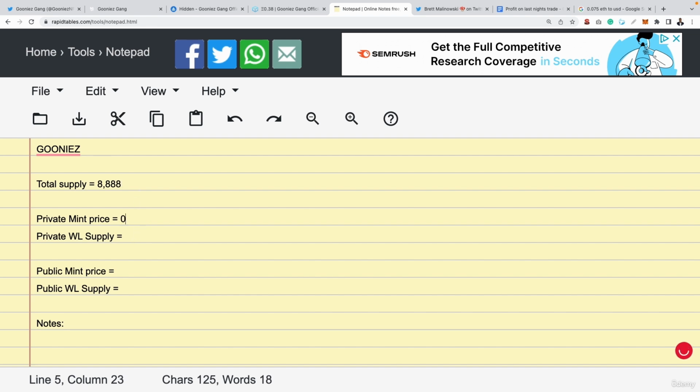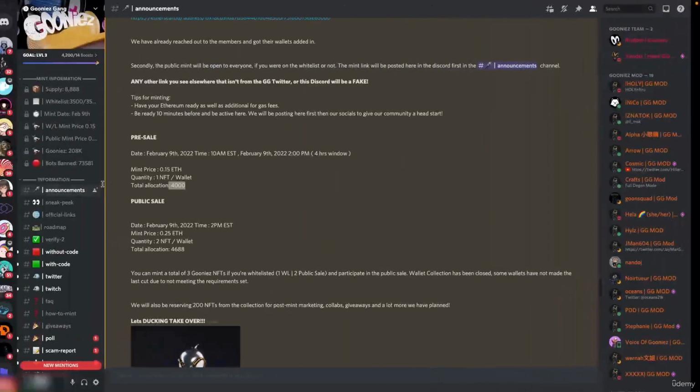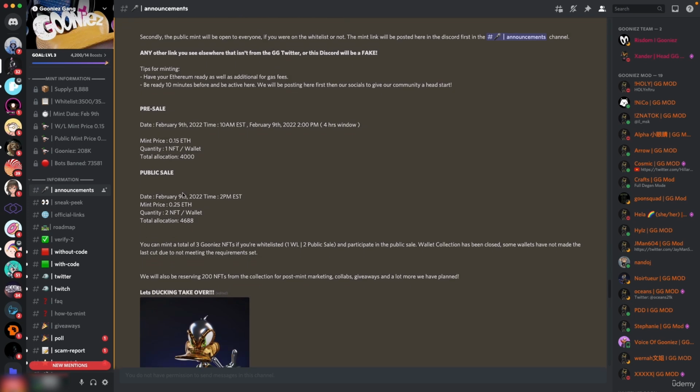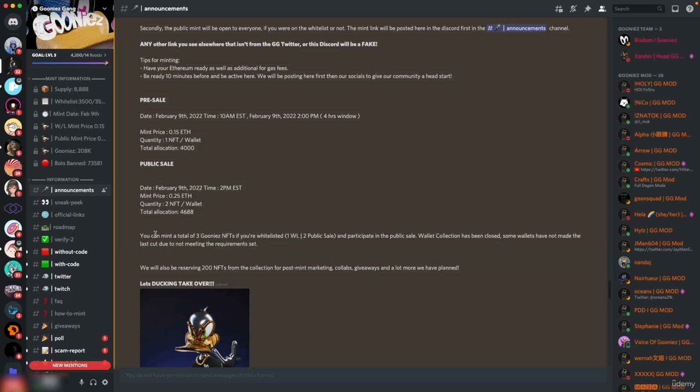Now, what is the private mint price? Well, we know from checking the Discord, it's 0.1 ETH. And we know the private whitelist supply, well, there's only 4,000 NFTs allocated. What I want to know at this point is, where is the remaining 4,888 NFTs going, right? Because if there's only 4,000 up for grabs for the private list, where are the remainder going? So let's go back over to the Discord, and you can see below they have a public sale. We can get all the information we need on the public sale. It's on the 9th of February, which is the same day as the private sale or pre-sale.